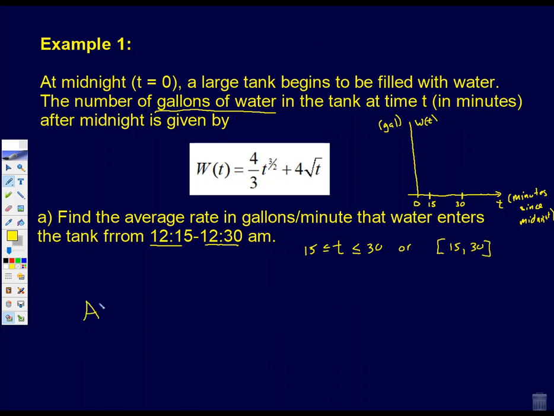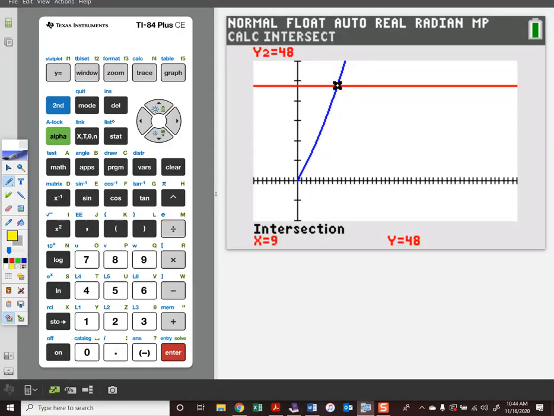So we are finding the average rate of change. And so this will be W of 30 minus W of 15, divided by 30 minus 15. Here's where I would encourage you to use your calculator, because the numbers aren't going to come out super nice. So we're going to take this and divide by 15. Excuse me, I'm going to bring up my calculator that already has this equation on it.